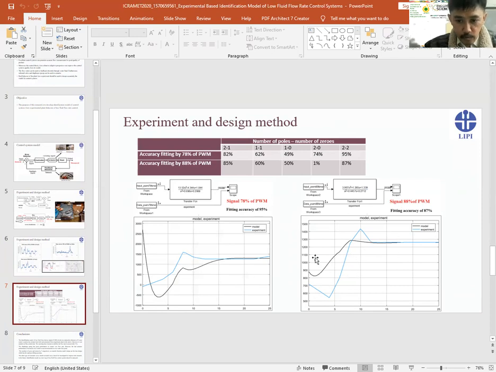The result is almost close, not only at the 78% PWM but also for the larger signal. The accuracy is 95%, also close to 90%, 87% here. We make a comparison.